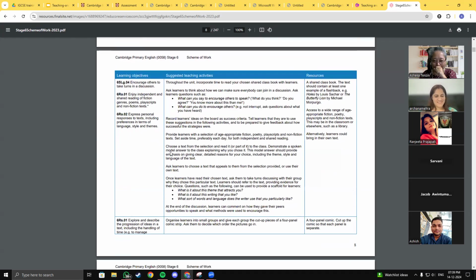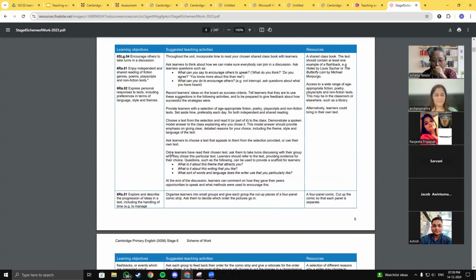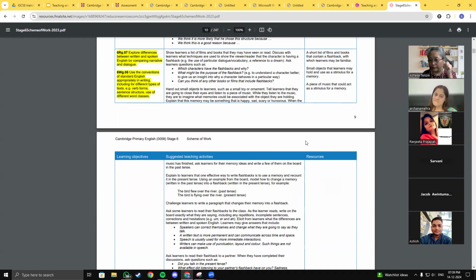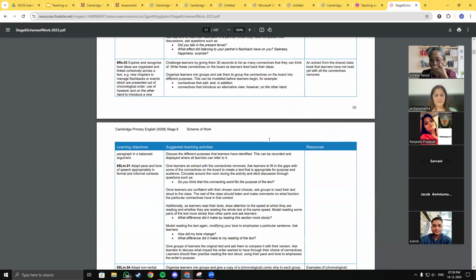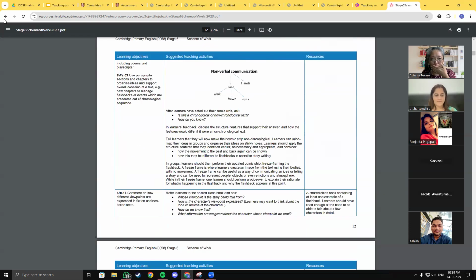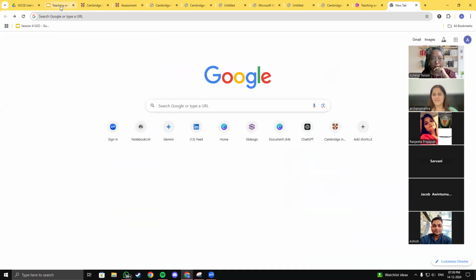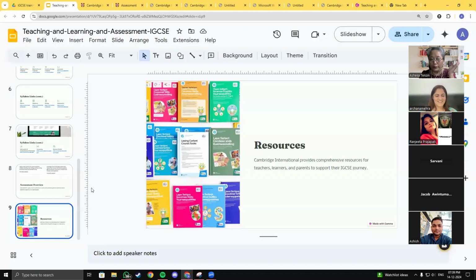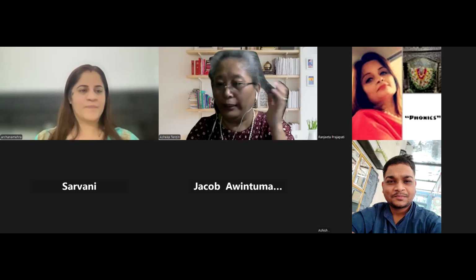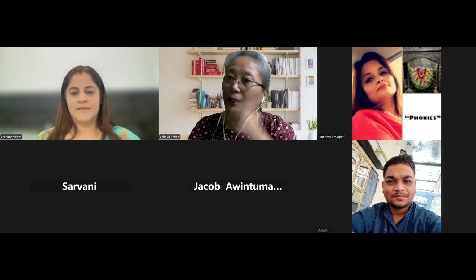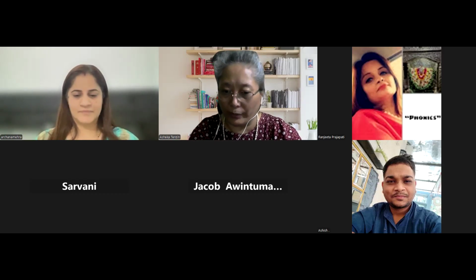It is scheme of work. So scheme of work will have all the suggested teaching activities also and the resources also. Okay, this is nice. Thank you. You should have asked me, no? I have all the resources. No, while you were doing right now, I went for primary to search. All right. So all the resources are there. Any questions regarding this? I'm stopping the recording.